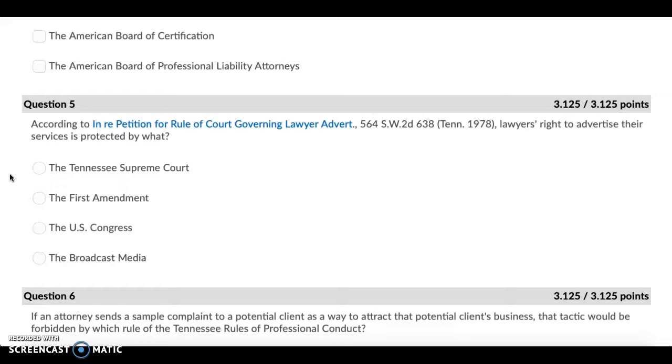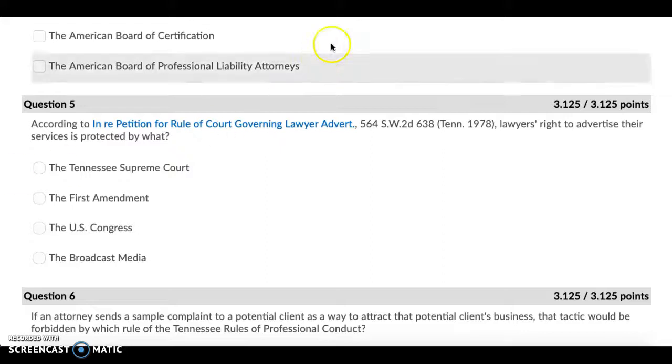So we have four choices to pick from, three of which are incorrect, and one of which is correct. Our options are the Tennessee Supreme Court, the First Amendment, the U.S. Congress, and the broadcast media. So our method to answer this question effectively and efficiently is to click on this link to go to that case and to seek through all the information to find the right answer to this question.